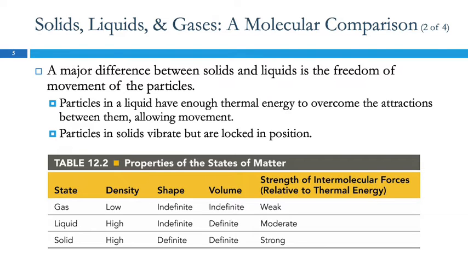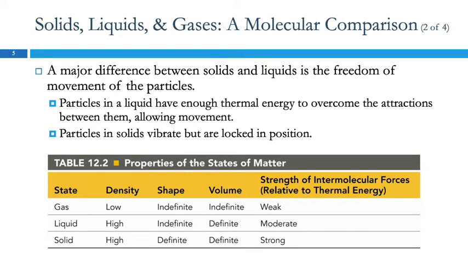The major difference between solids and liquids is freedom of movement. So in order for a solid to melt, to become a liquid, the kinetic energy has to overcome the intermolecular forces that are holding those atoms in place. It doesn't have to completely overcome them to go into the liquid state, but it needs to partially overcome them so they can slide around. And so these are characteristics of states of matter that you should understand.